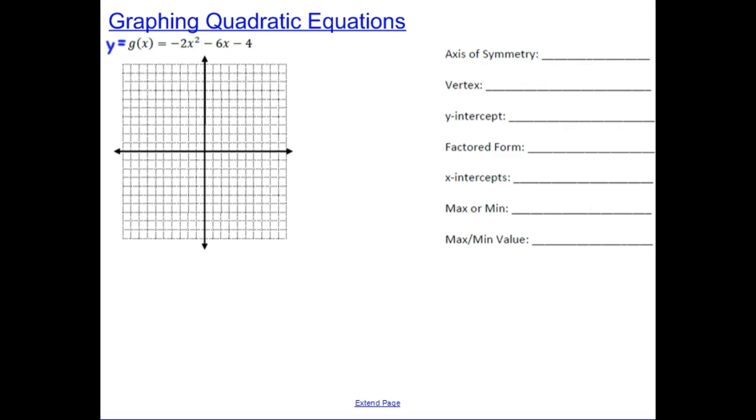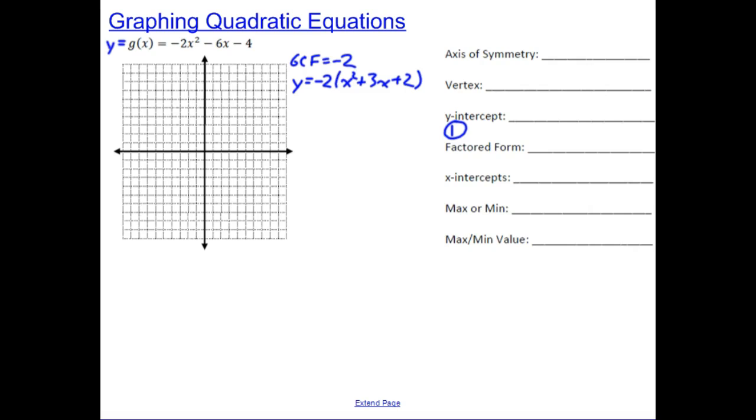All right, the first thing I'm going to do is put my function into factored form. I'm given it in standard form, but it'll be easier if I put it into factored form. So I'm going to do that first by finding a GCF first. My GCF is equal to negative 2. Factoring that out will give me, and I'll use the letter y, negative 2 times x squared plus 3x plus 2. Now I want to factor this simpler quadratic.